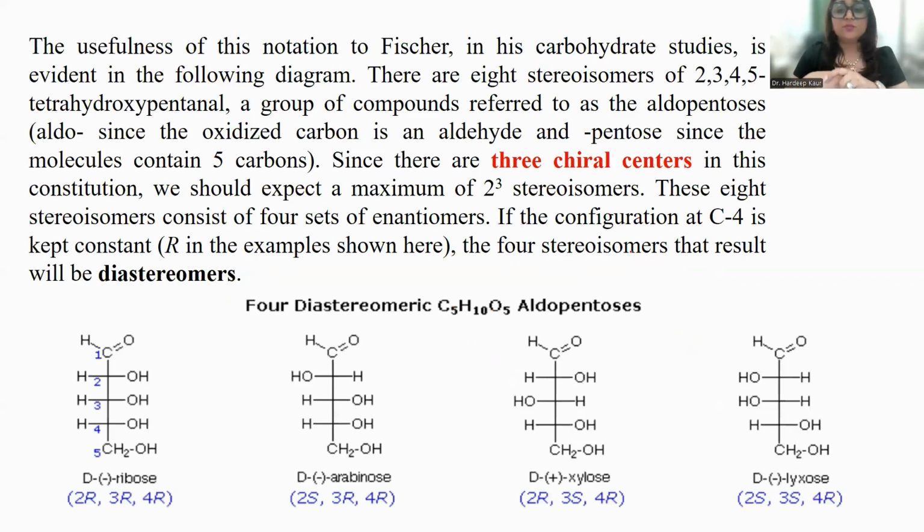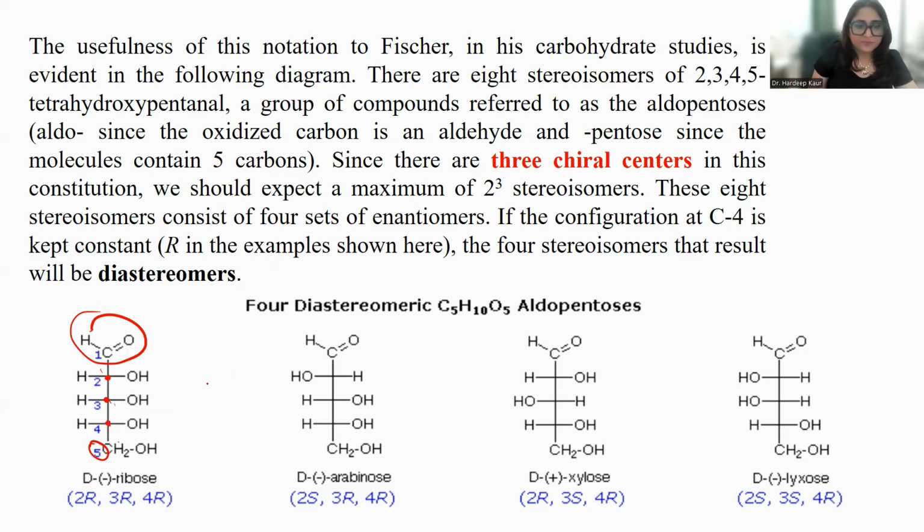So basically, when you are studying carbohydrates, you can see that there are 8 stereoisomers of 2, 3, 4, 5-tetrahydroxypentanal. Here you check that the aldo group is on the top, since the oxidized carbon is an aldehyde, and it is a pentose, since it contains 5 carbons. That's why it is 1, 2, 3, 4 up to 5. And in this, how many chiral centers are there? 1, 2, 3.